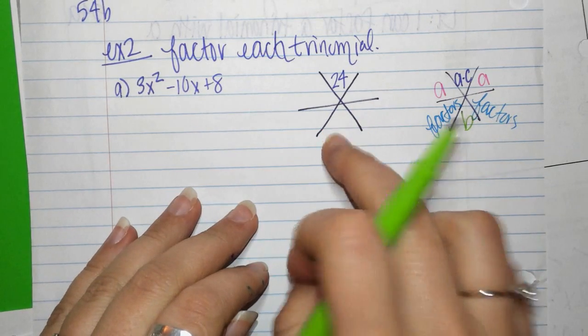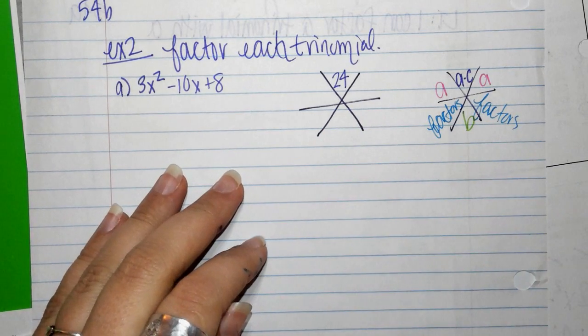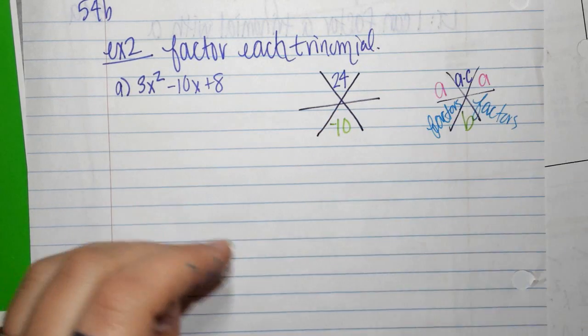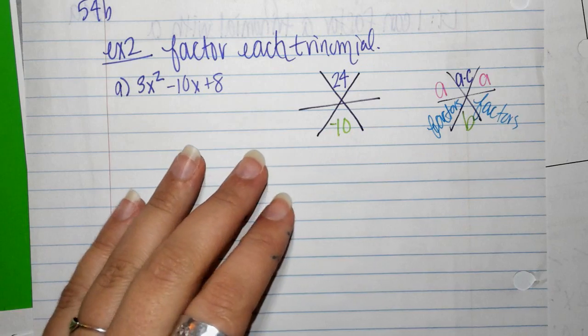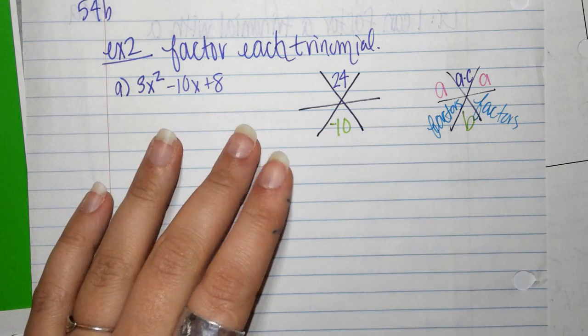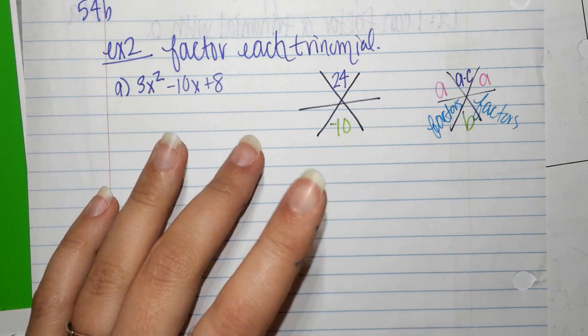Alright, what goes on the bottom? Negative 10. We need two numbers that multiply together to give us 24 and add to give us negative 10. Hannah? Negative 6 and negative 4.